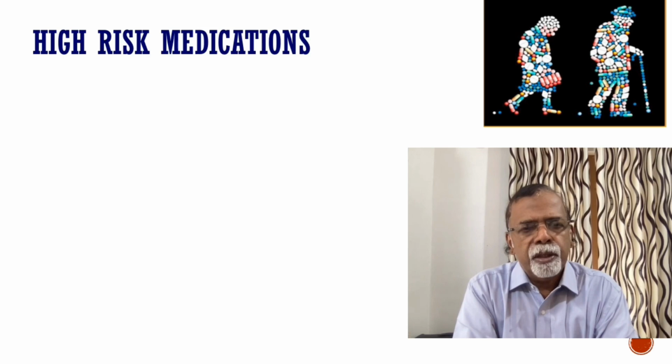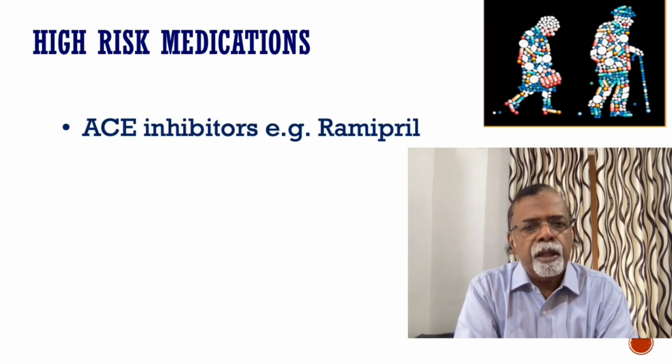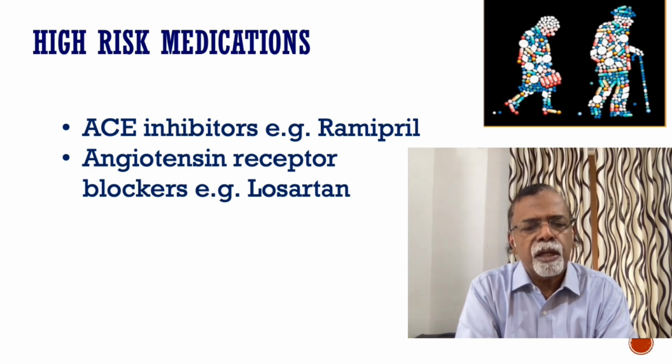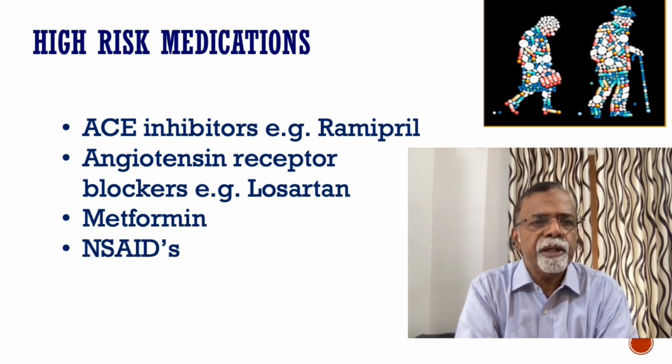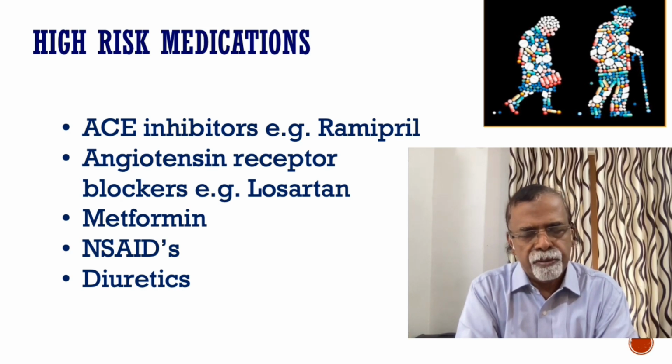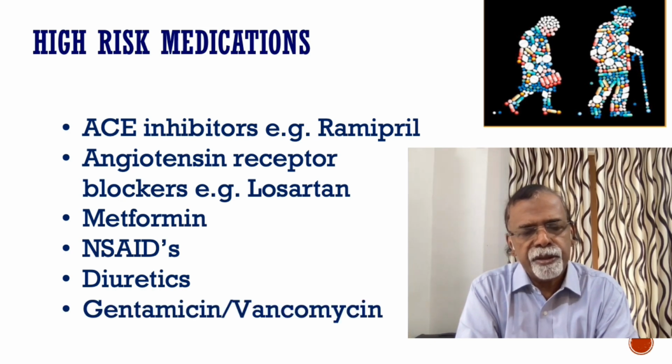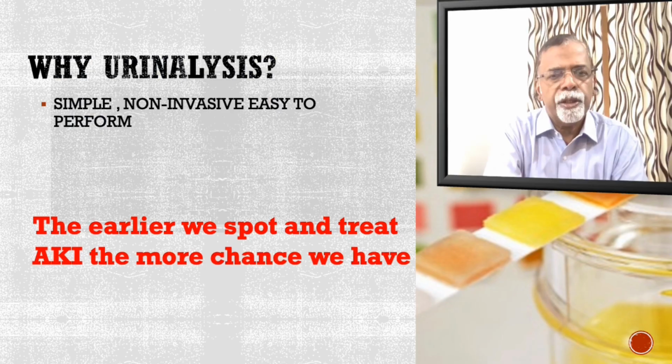We have already spoken about the medications. The high risk medications are ACE inhibitors, angiotensin receptor blockers like losartan, sometimes NSAIDs, diuretics, and aminoglycosides. Beware of medicines that may be harmful to your patient and may make them feel worse when they are already unwell. So, a patient with sepsis and acute kidney injury started on gentamicin can have the kidney injury worsen.